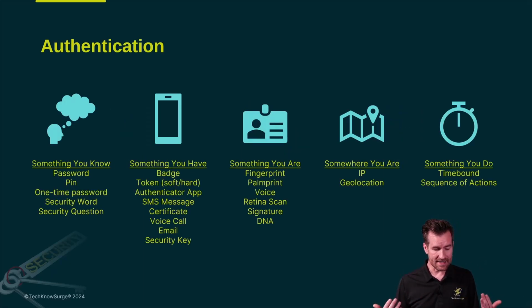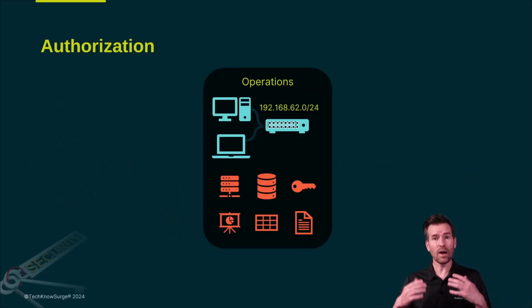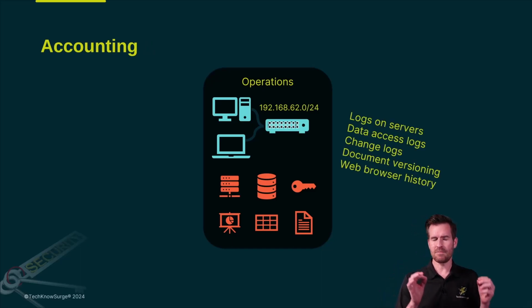Authentication, as we've already discussed, just means proving who you are. Authorization is what resources do I have access to. And the last A means accounting. And accounting just means that you're tracking what's happening on your network, what's changing on your network.